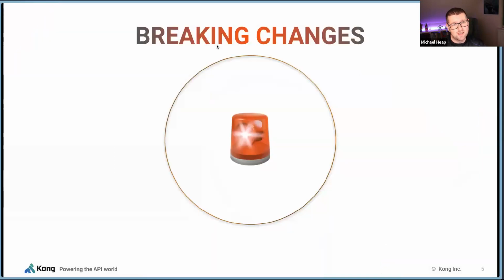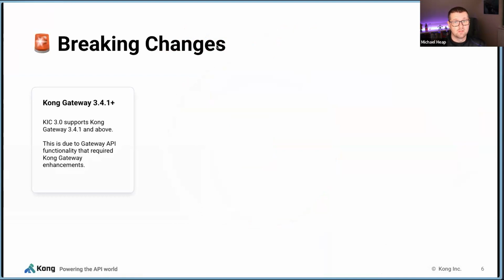Now, KIC 3.0 is a major version, which means that there are some breaking changes. I'm just going to take a quick look at them before diving into the demos. The biggest one is that KIC 3.0 only supports Kong Gateway 3.4.1 or later. We needed this to be compliant with the Gateway API, as Kong Gateway itself required some enhancements. That's right. Open standards in the Kubernetes ecosystem are driving development of Kong Gateway's capabilities itself.